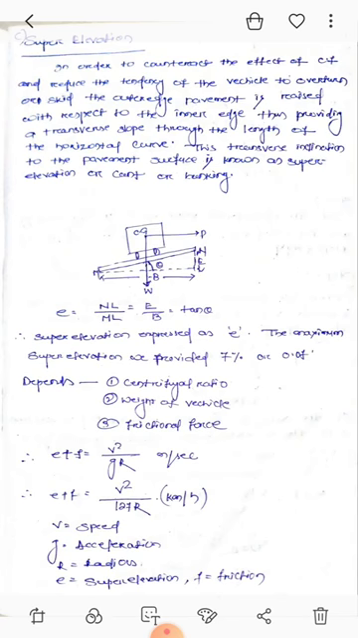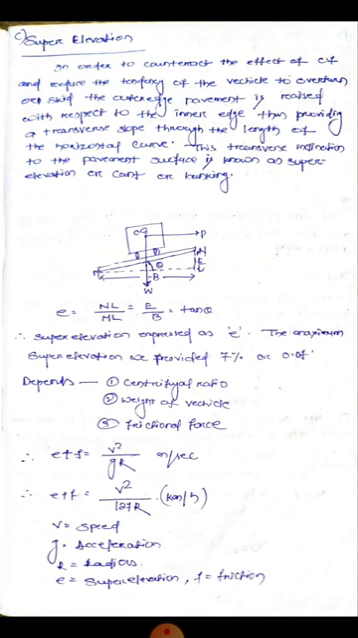What is super elevation? In order to counteract the effect of, and reduce the tendency of, the vehicle to overturn or skid, the outer edge of the pavement is raised with respect to the inner edge, thus providing a transverse slope through the length of the horizontal curve. This transverse inclination to the pavement surface is known as super elevation, or cant, or banking.